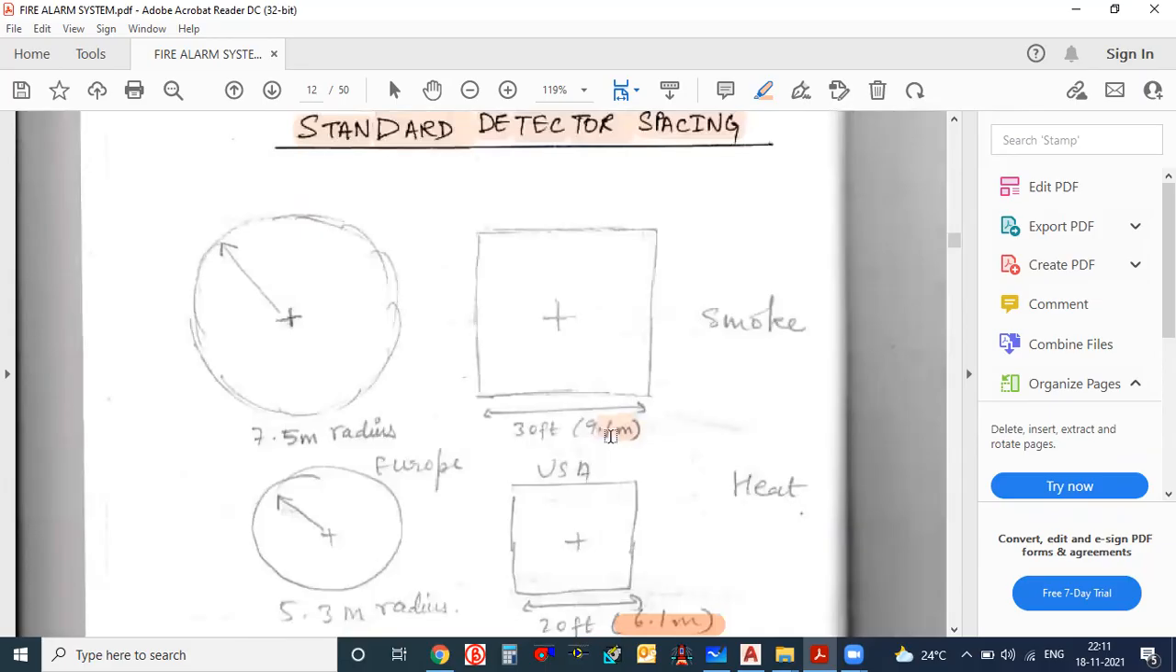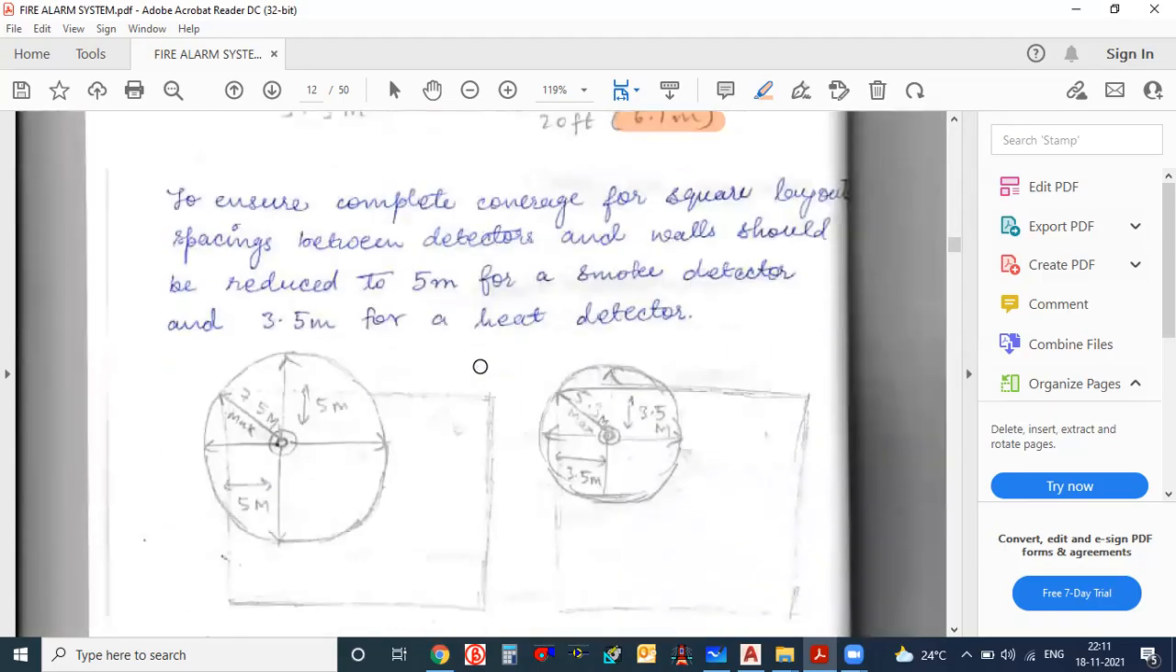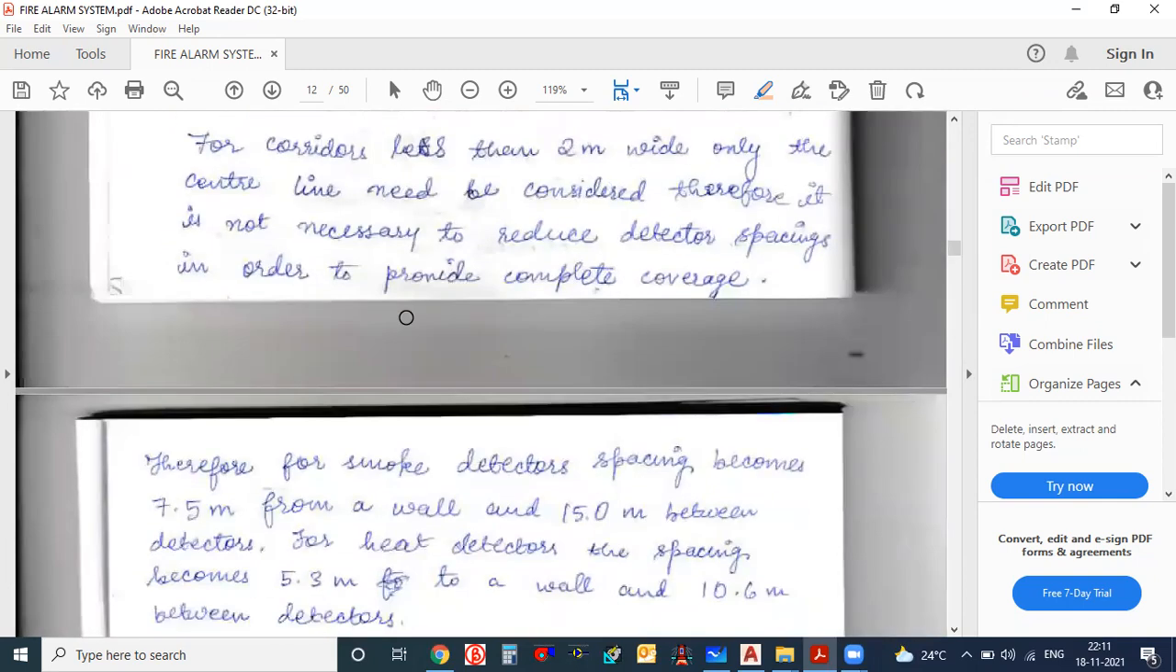The distance between two detectors, but normally we follow the site conditions, because there are so many coordination issues, and you have to check those coordination issues. And in NFPA 72 also they have given the detector spacing. We will see that also. And some things are given here.